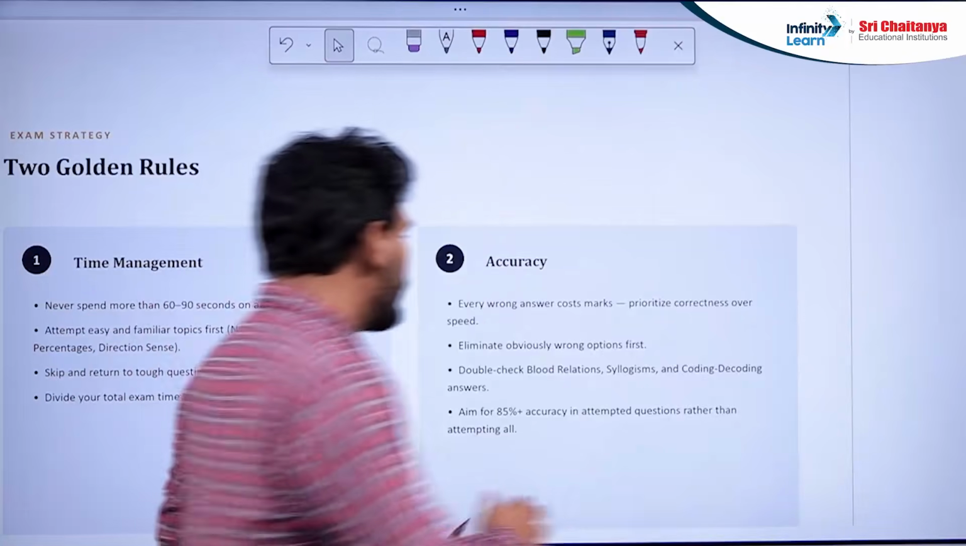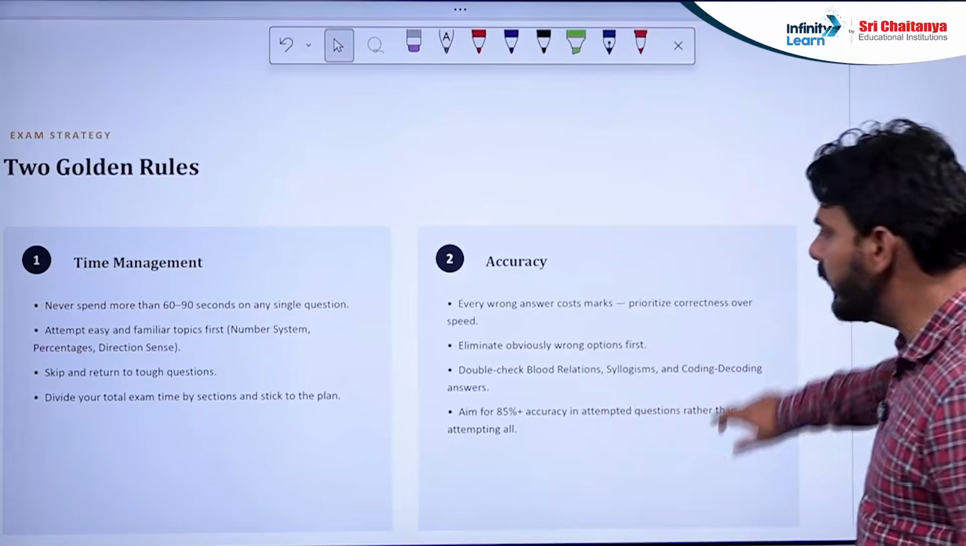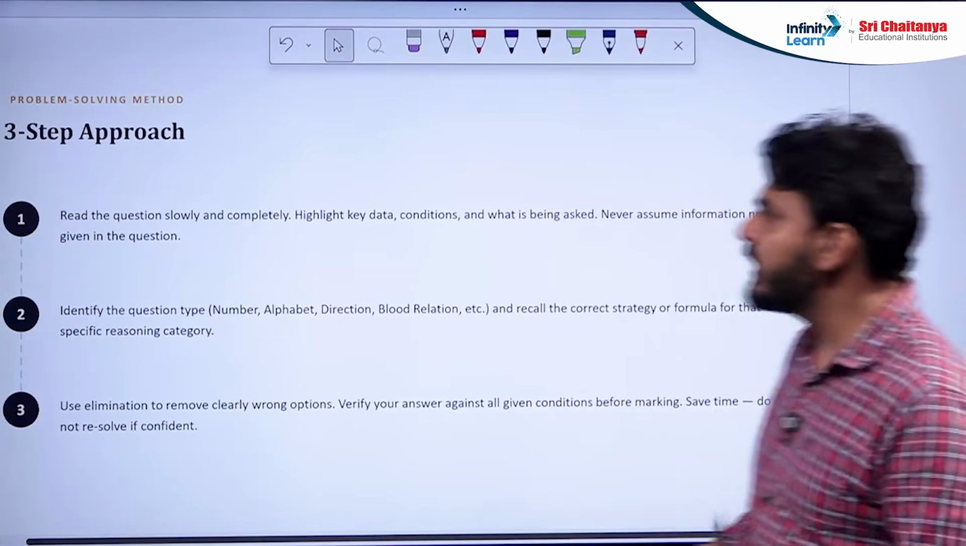Okay, so let us now move on to our next slide. I hope this slide is clear to everyone. These are the two golden rules for every student. Now the next slide is about the three-step approach.